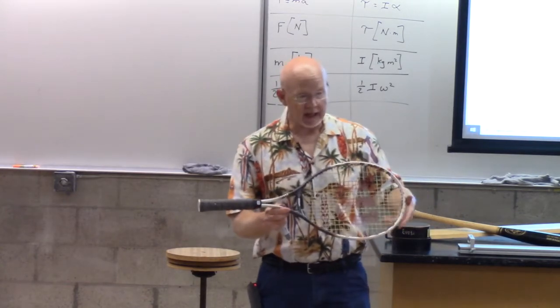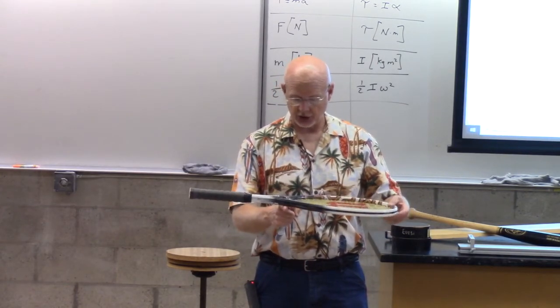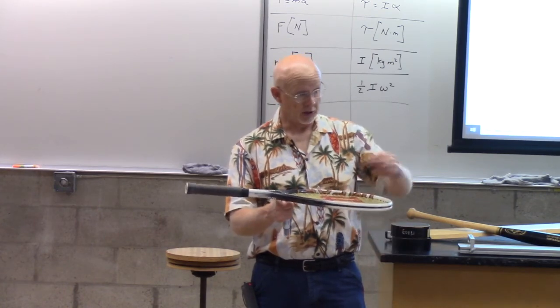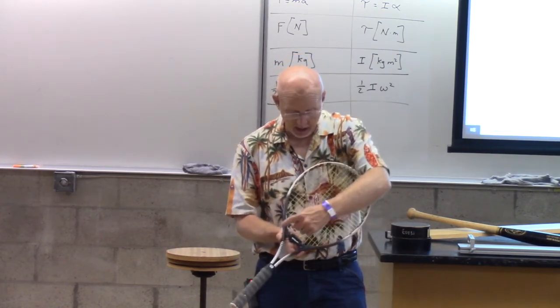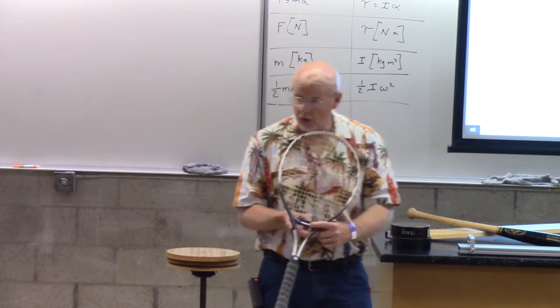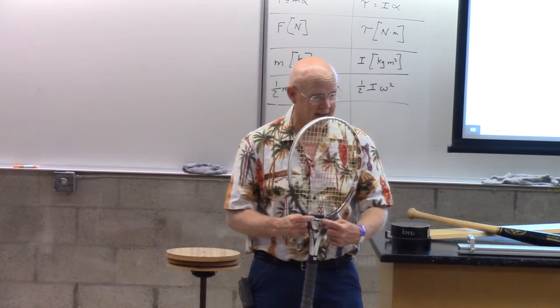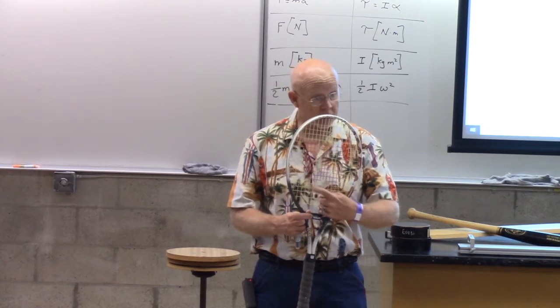But if you look at its center of mass, which if I try to balance it, must be right about there. So the center of mass of the tennis racket is right here. Notice you don't try to hit the tennis ball at the center of mass. There's what they call a sweet spot.